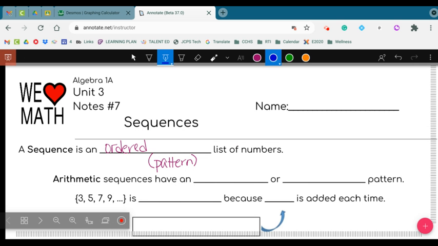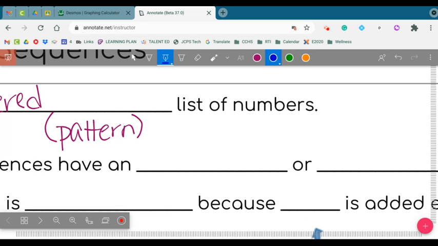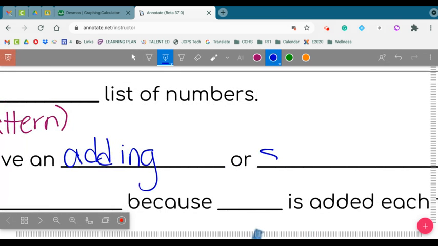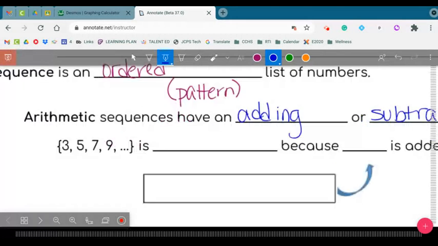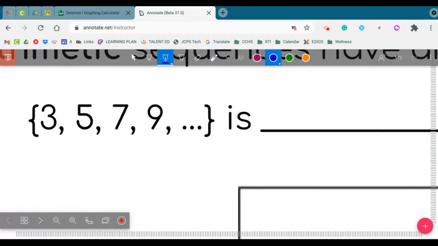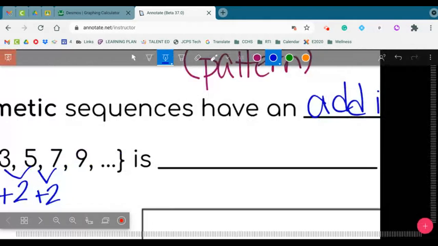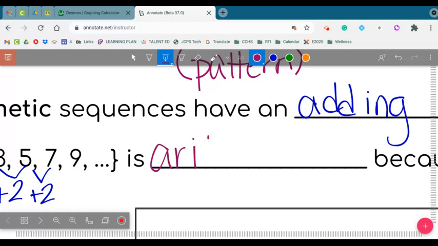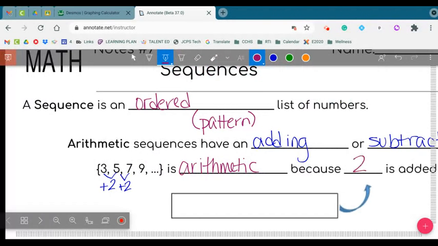We have two types of sequences, arithmetic and geometric. With arithmetic, we're going to have an adding or subtracting pattern. So in our first example, we have 3 to 5 to 7 to 9. So we're adding 2 each time. Since we're adding, we know this is going to be an arithmetic sequence, and that is because 2 is added each time.